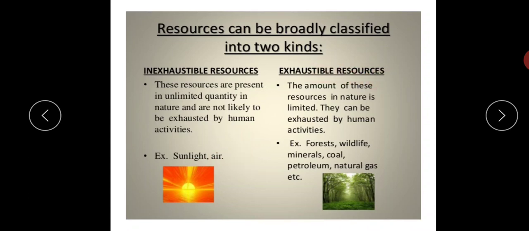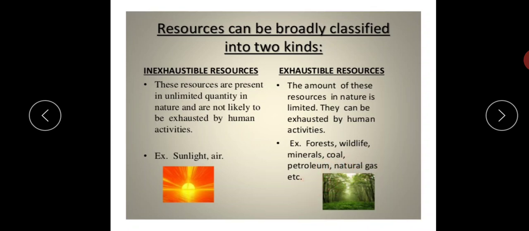Exhaustible resources. The amount of these resources in nature is limited. They can be exhausted by human activities. So the resource which is available is limited. If we human beings keep harming it, what happens? They start depleting, they start becoming less. For example, forests, wildlife, minerals, coal, petroleum, natural gas, etc.